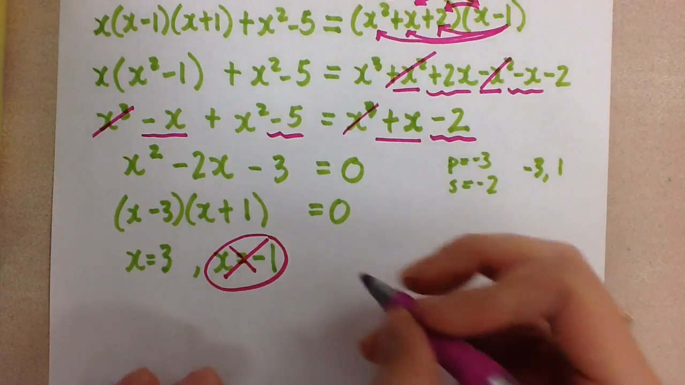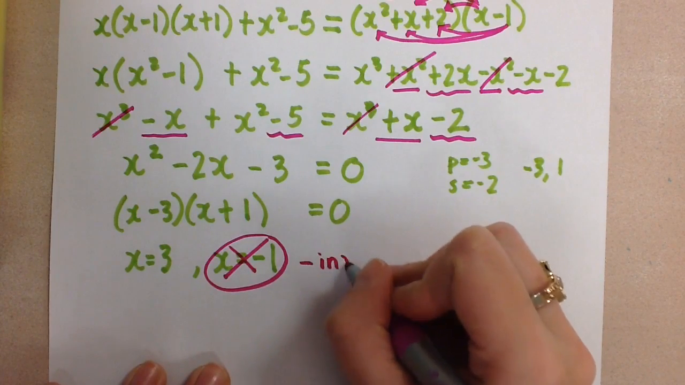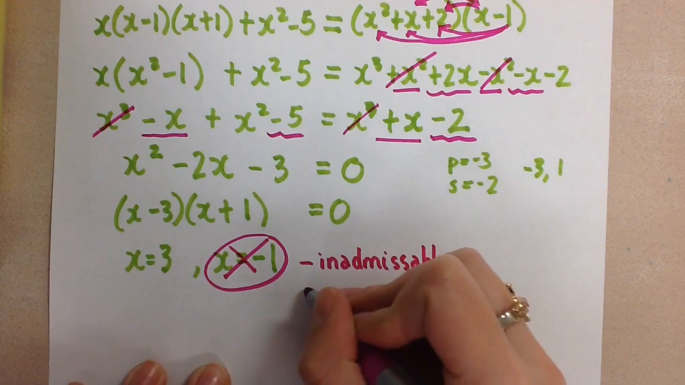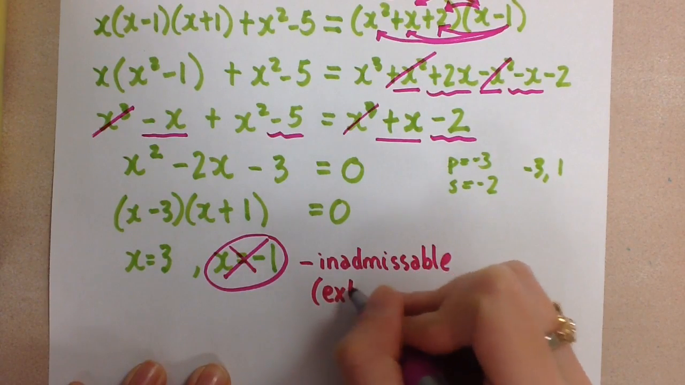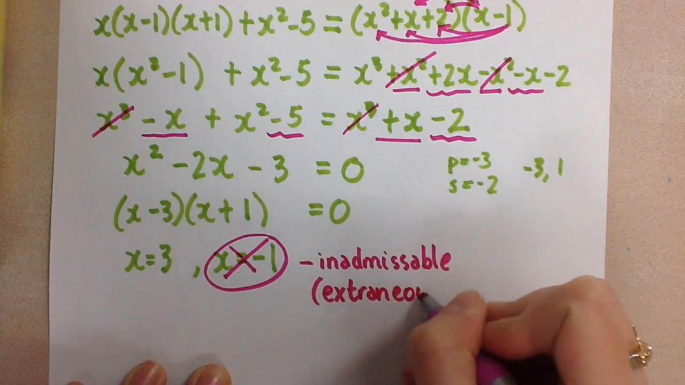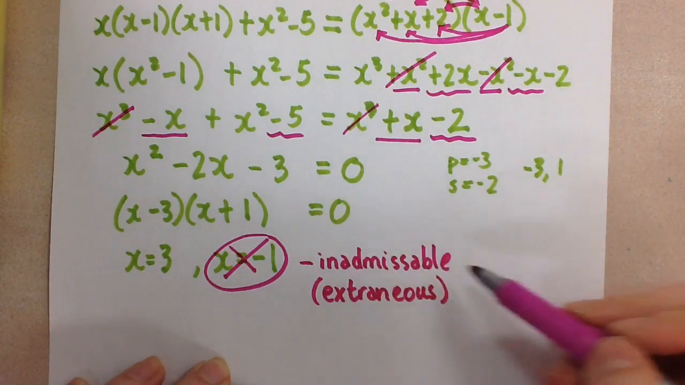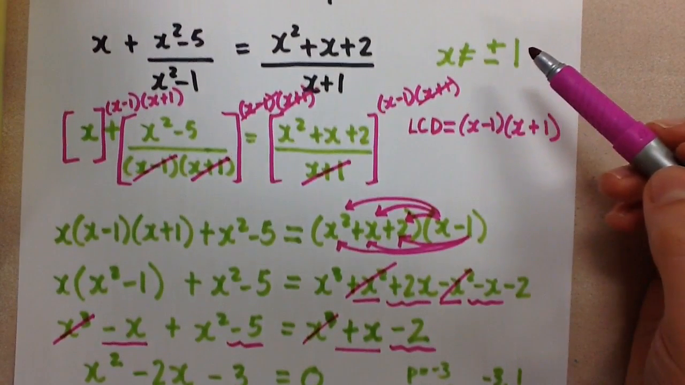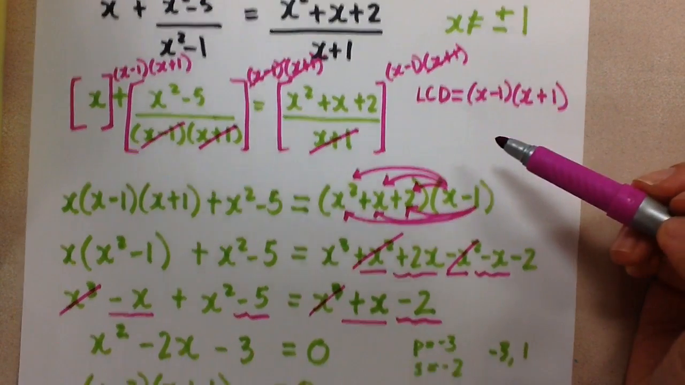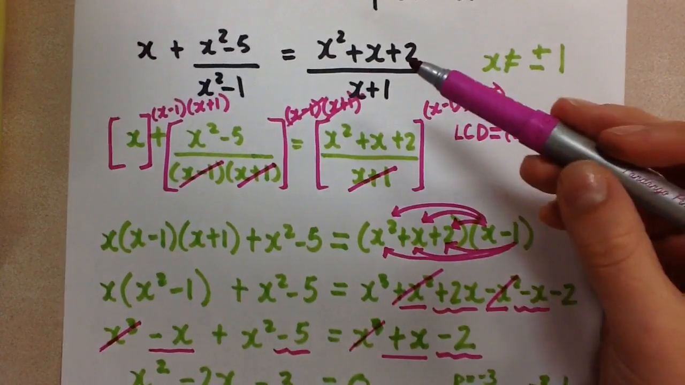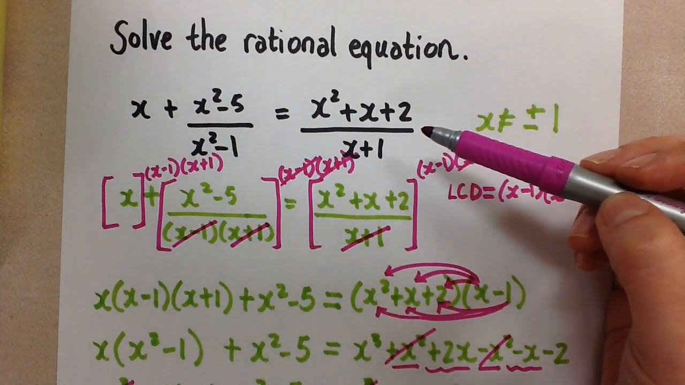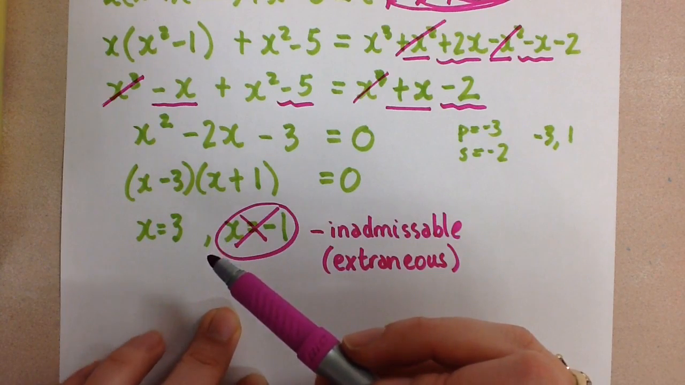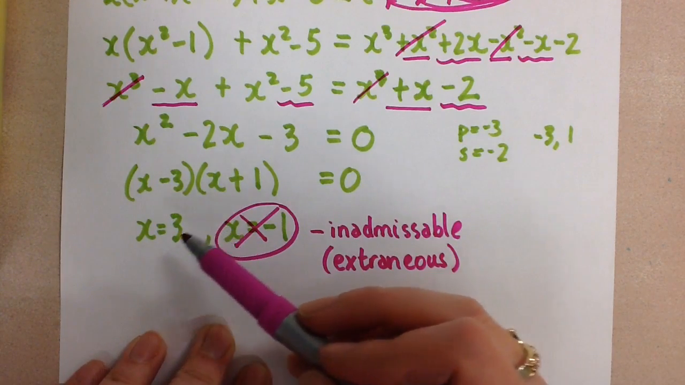So we call this an inadmissible solution or root, or an extraneous root. So this means that although it came up as a solution when we factored, we know that it can't be possible because we did have these restrictions at the very beginning. So the only solution to this rational equation would be x equals 3. So if we were to graph this, the only place where it crosses the x-axis has to be at +3.